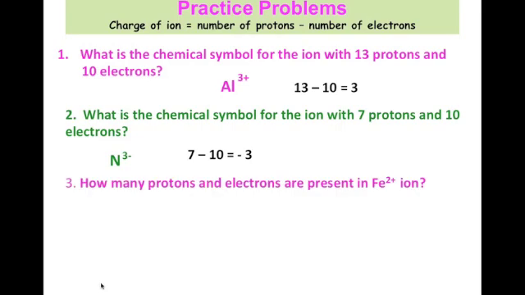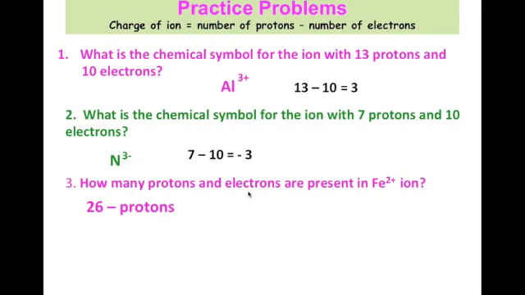In problem 3, we're asking how many protons and electrons are present in an iron 2+ ion. To figure this out, first thing you're going to want to do is find iron on the periodic table. Once you find iron on the periodic table, look at its atomic number. Remember, the atomic number tells you the number of protons. Iron has an atomic number of 26, meaning it's going to have 26 protons. However, because of the 2+ charge, we know the number of electrons is not the same.